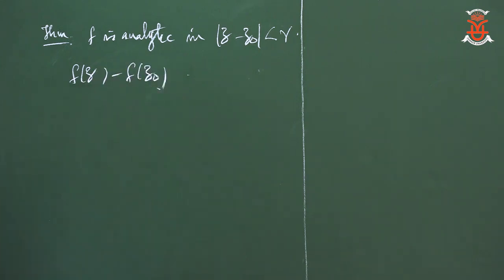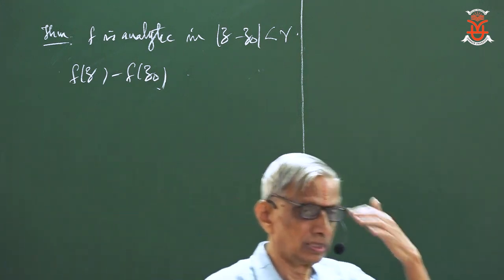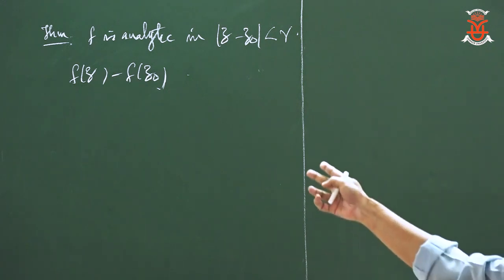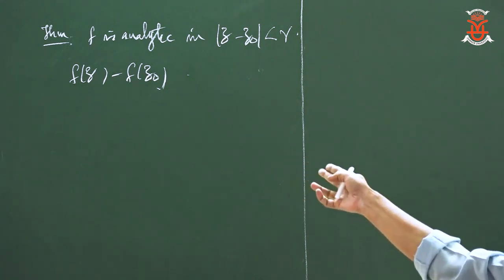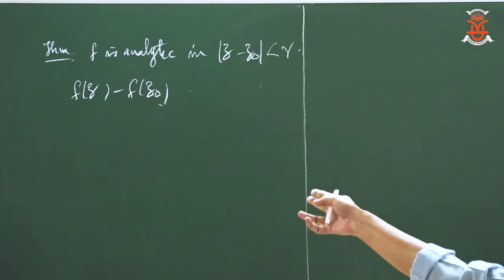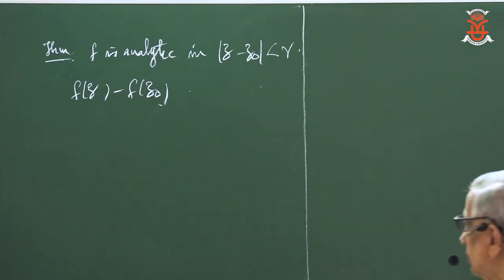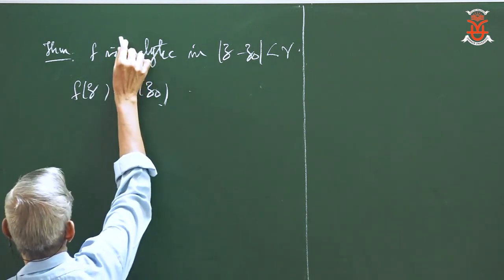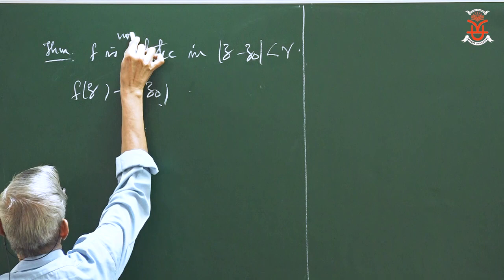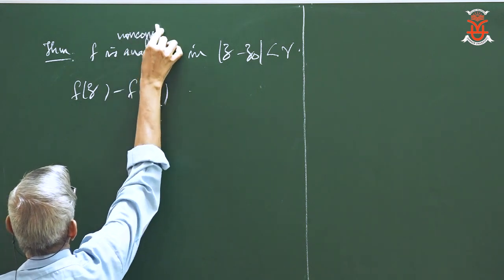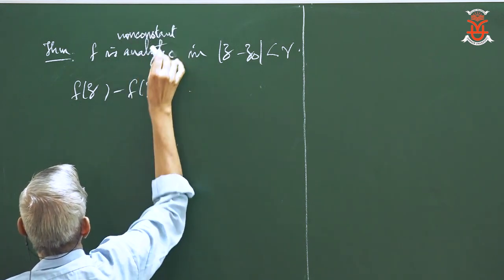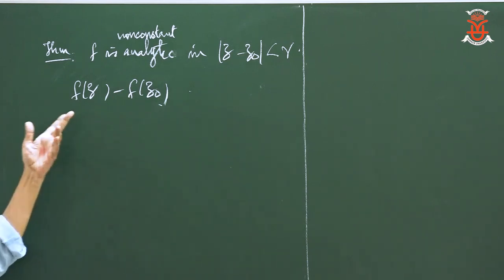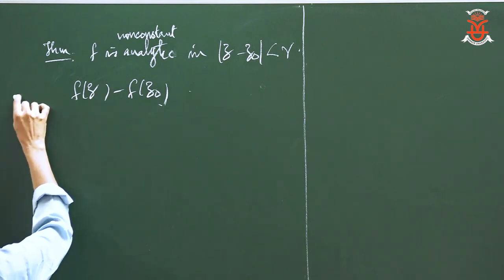If you look at f(z) minus f(z naught), of course, this is an analytic function, and this is 0 at z naught, right? Non-constant, okay? So this has a 0 at z naught. Suppose it's a 0 of order k.